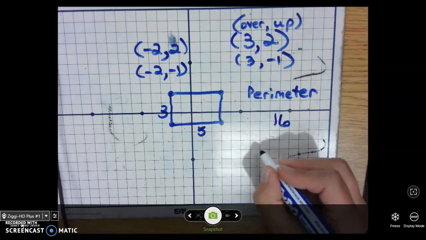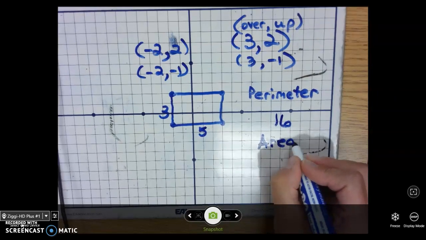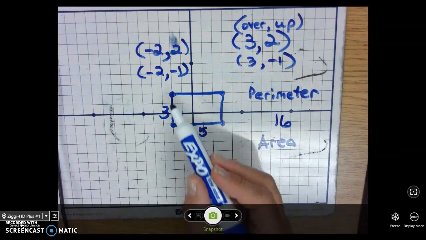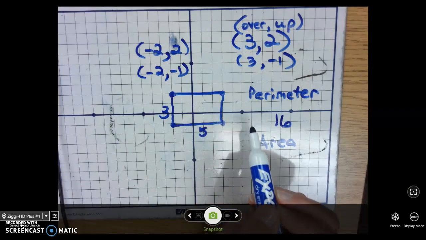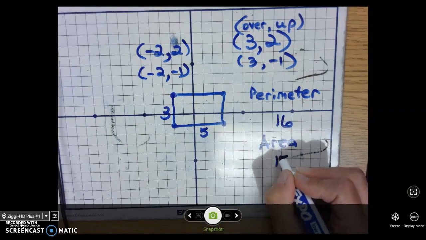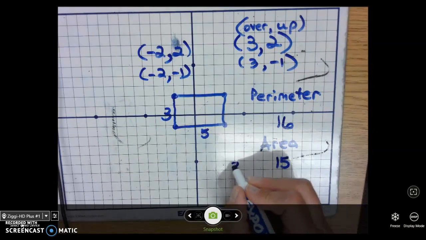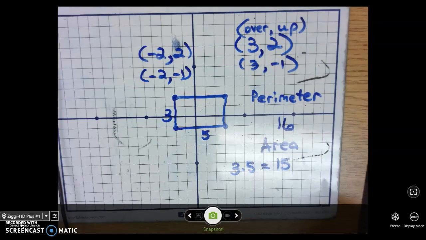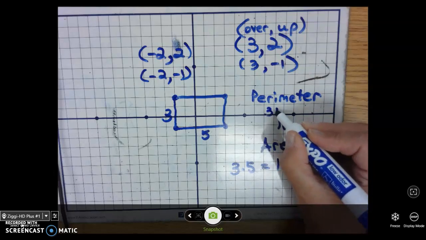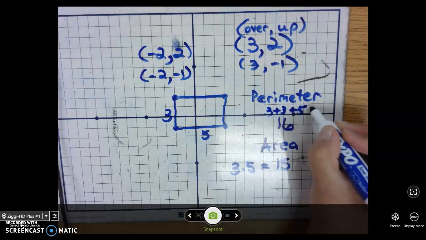Okay, if I wanted to find the area of this shape, that would be the number of squares that are inside of it. So it would be 3 times 5, or 15. Area would be 3 times 5, which is 15. Okay, perimeter is the distance around. 3 plus 3 plus 5 plus 5.